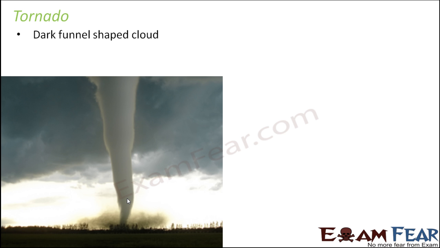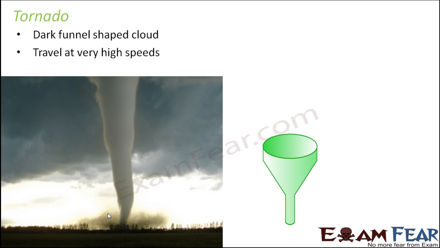So this is nothing but a cloud, right? And it is in the shape of a funnel, like a cone. So you see it's broad at the top and then it is quite narrow at the bottom. Its diameter can range from a few meters to even a few kilometers. So it can be in a very small range, or it can be huge. They travel at extremely high speeds, and that is how they are capable of causing huge damage.